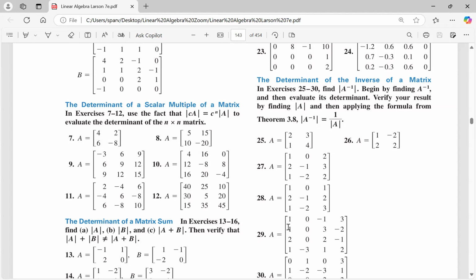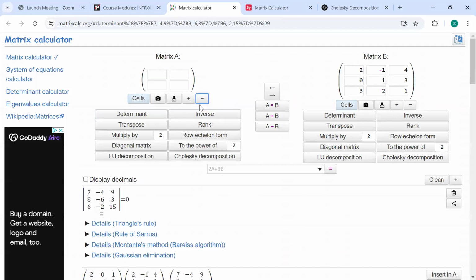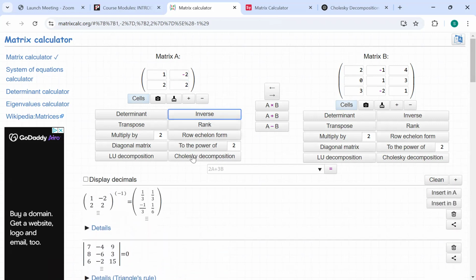All right. So let me change my share and go back to that software. I'm going to make it quick. This time, clear, go down to a 2 by 2. So let's put in the matrix 1, negative 2, 2, 2. Let's find the inverse first. Boom. So here's the inverse.